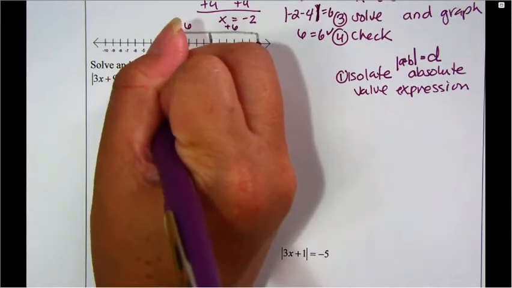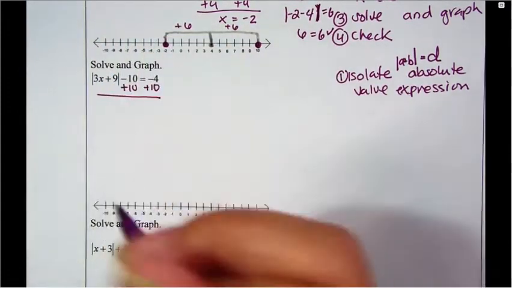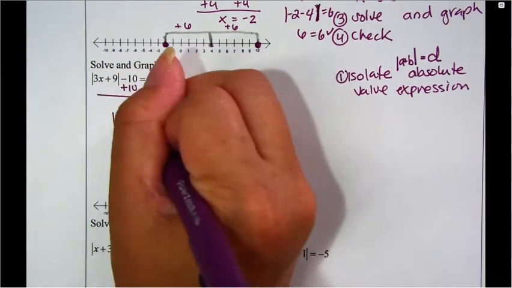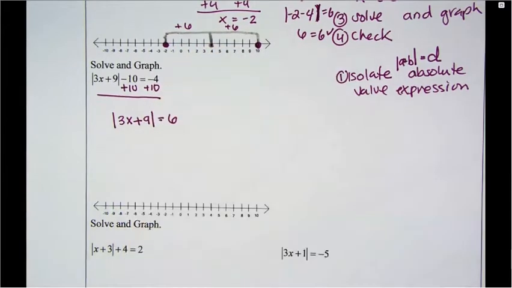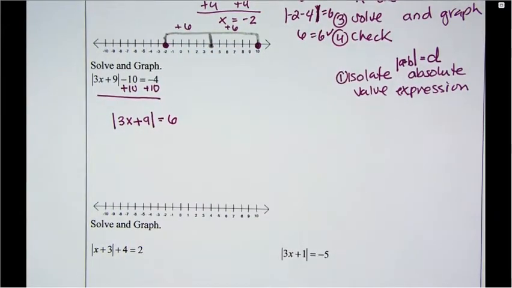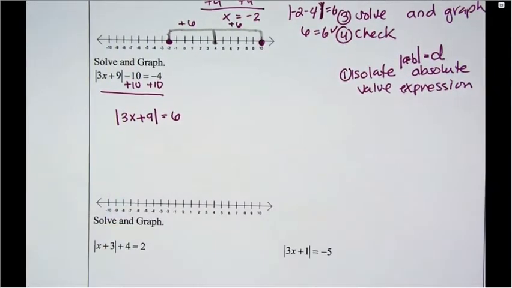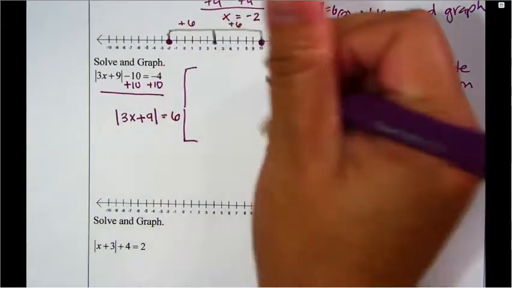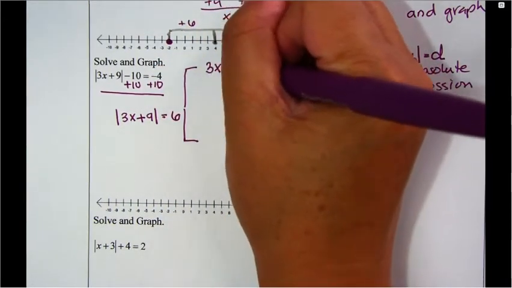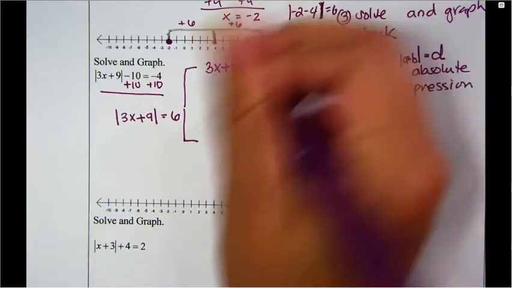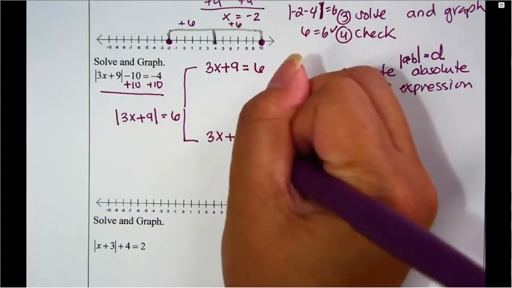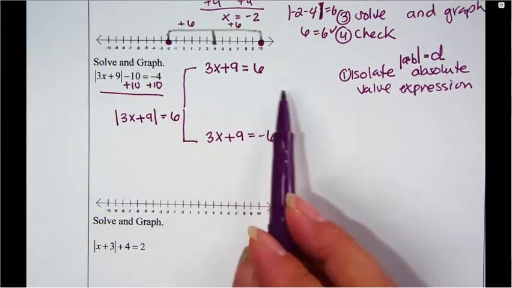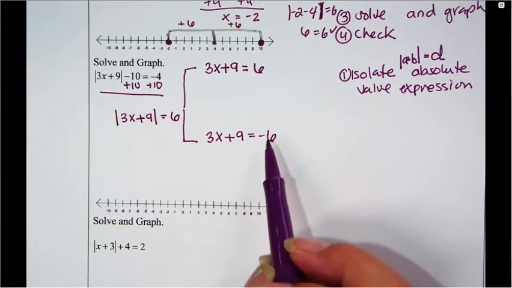And this is really important, that you have to isolate this before you set up your two cases. So now we have our absolute value equation, and the absolute value expression has been isolated. And now what we can do is set up our two cases. Okay, so the first one is 3x plus 9 equals 6. And the second one is 3x plus 9 equals a negative 6. Because remember, that's the distance of 6 units to the right. That would tell you 6 units to the left.